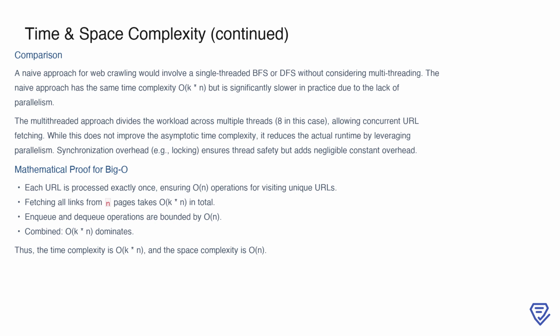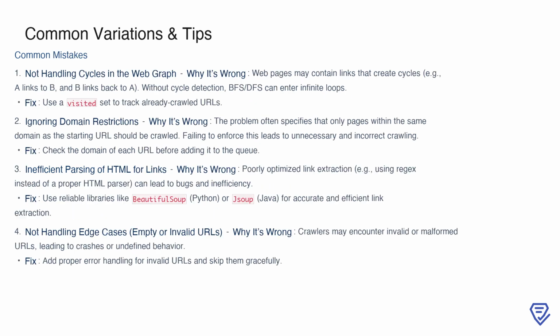The dominant factor remains O(k*n) for time complexity, while space complexity is O(n), driven by the visited set and the queue. When working with web crawlers, there are several common mistakes that can occur, and it's important to understand both why they happen and how to fix them.